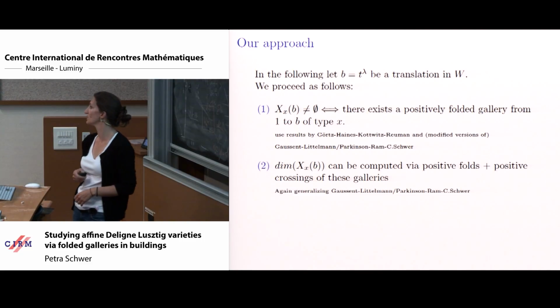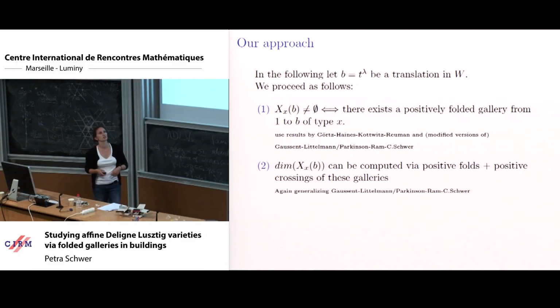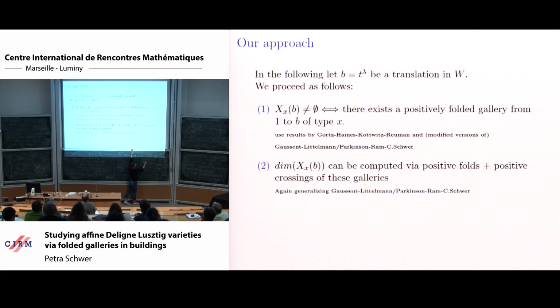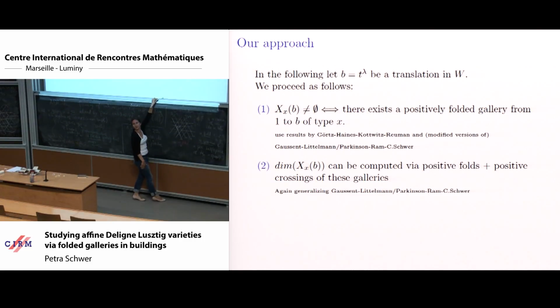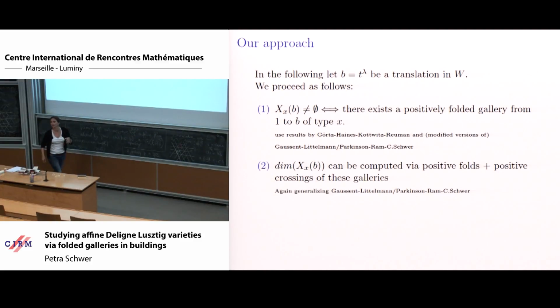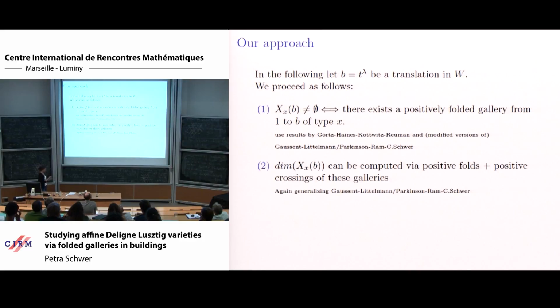If you keep track of your folds and how you produce these positively folded galleries, you automatically see that this will encode the dimension of this variety. You can also compute it by means of the combinatorics up here, namely by the number of positive folds and positive crossings. So what is a positive crossing? Here, this red gallery crosses this wall in its first step, so this is a crossing. And it's positive if you walk towards the sun, okay? You only count those that are towards the sun and ignore the others. Using this number, you can compute the dimension. And again, it's based on the same combinatorics as above.